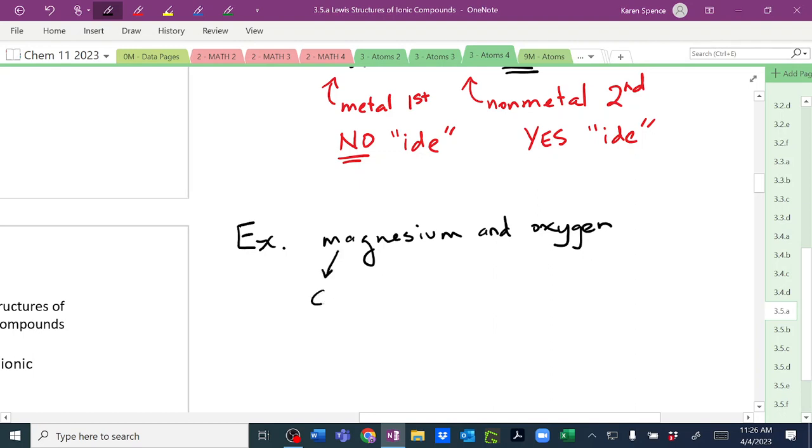Magnesium is in group what? Yes. Magnesium is in group 2. Therefore, we have 2 valence electrons. Oxygen is in group 16. Therefore, we have 6 valence electrons.